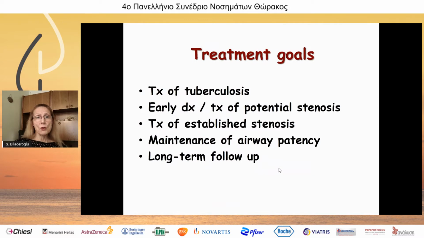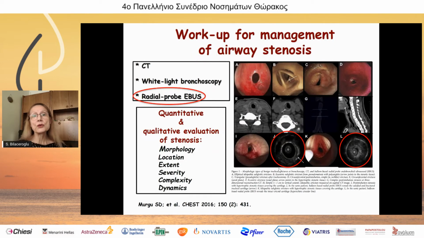The treatment goals are the treatment of tuberculosis, the anti-TB treatment, early diagnosis and treatment of potential stenosis, treatment of established stenosis, maintenance of airway patency, and of course, following up the patient as we have to do in all parts of medicine. What do we do in the workup for management of airway stenosis?